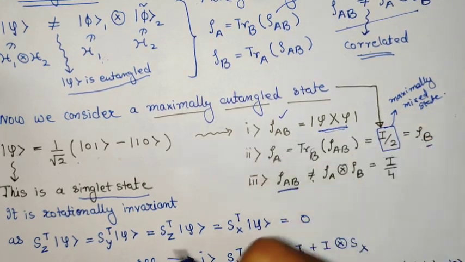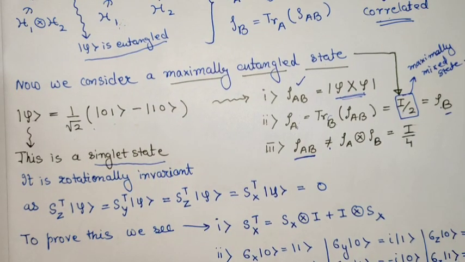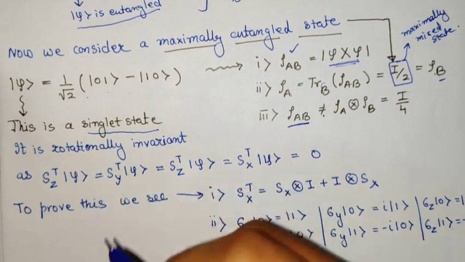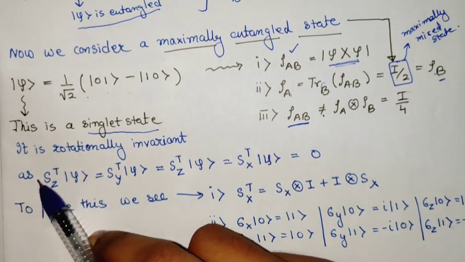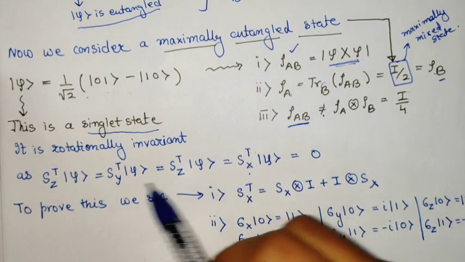So this is what we call the maximally mixed state, and particularly this is a singlet state. That means this has spin 0. This is a spin 0 state. What it precisely means is that the total spin Z operator, spin Y operator, and X operator, the total operator.